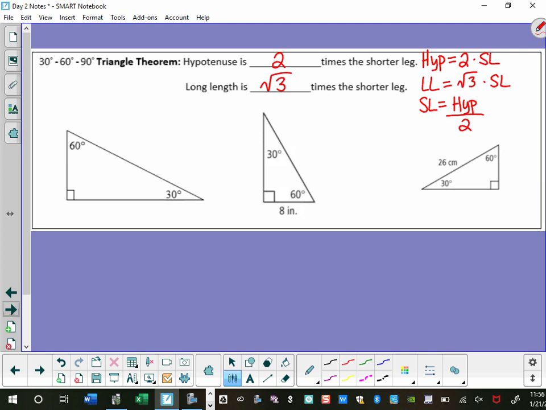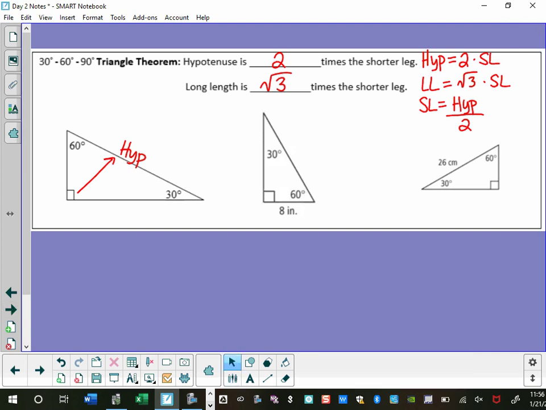All right, let's figure out how I will know whether it is the hypotenuse, the short leg, or the long leg. Well, we should know the first one. Where's my hypotenuse? Across from the right angle. So this is my hypotenuse. Write that in. Diana, are you focused?